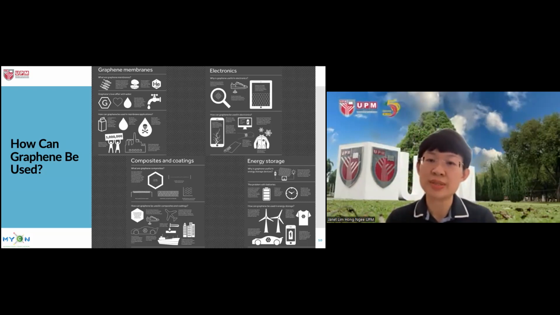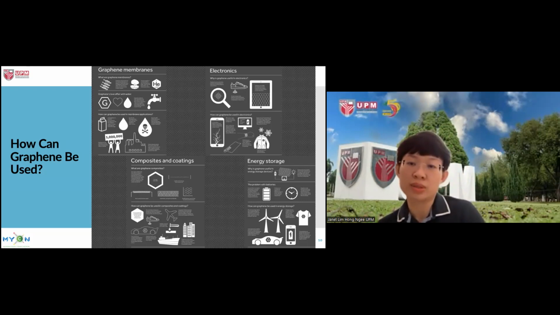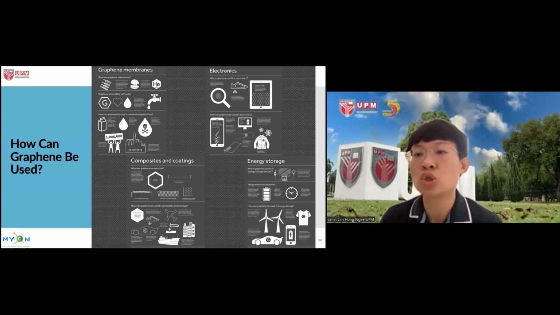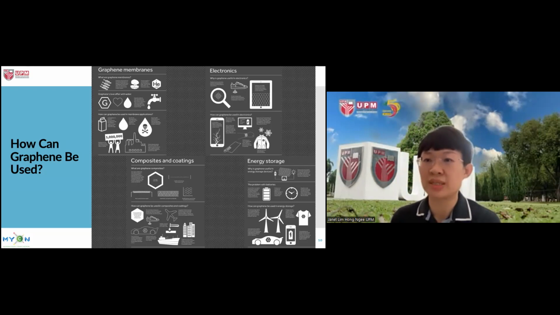So for electronics, there are researchers and also industries that are harvesting the flexibility of graphene, and it can be employed in polymeric materials, fabric, substances to enhance certain properties such as thermal and also electrical conductivity.